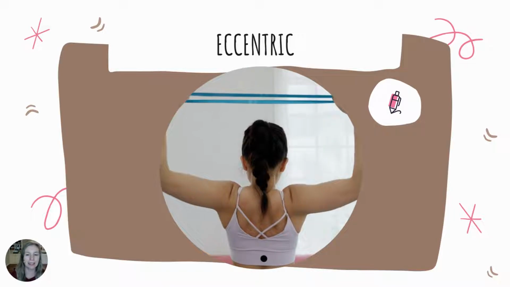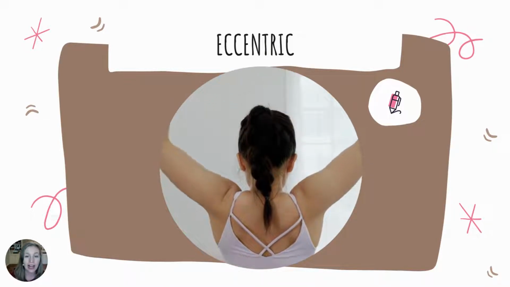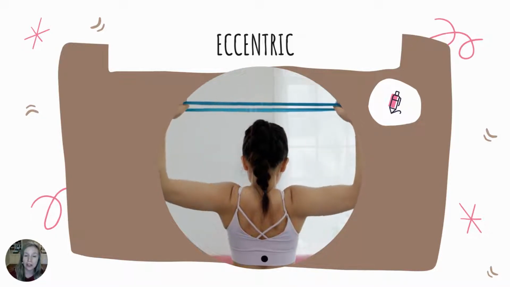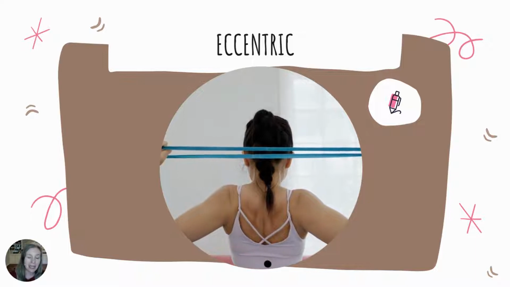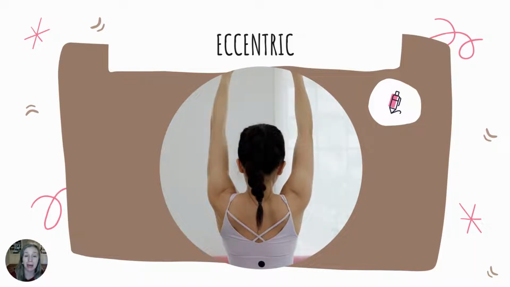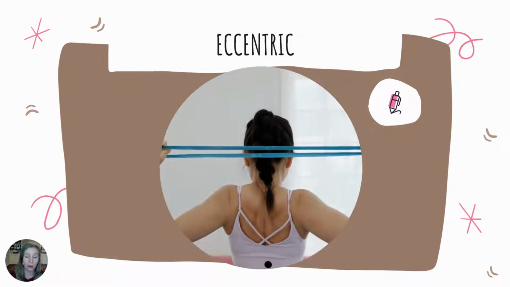Here she's pulling down the band. There's your concentric phase. And as she lifts her hands overhead with the band, that is the eccentric. So she's changing the speed. She's changing the load by lifting the arms back up, and we're taking those muscle attachments farther away from each other.